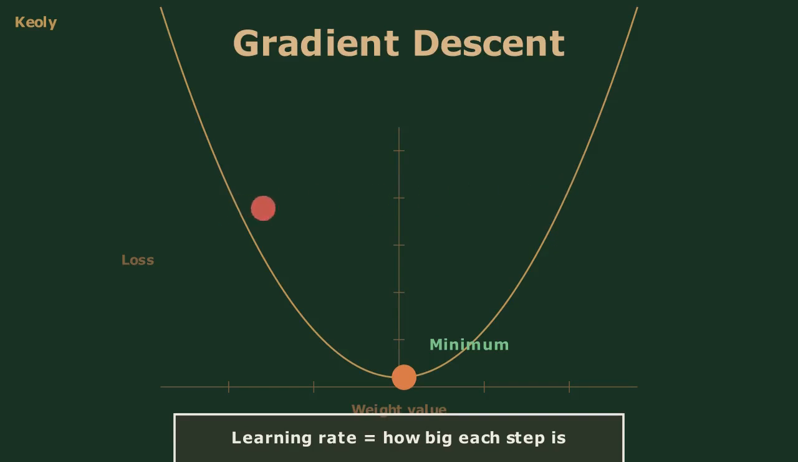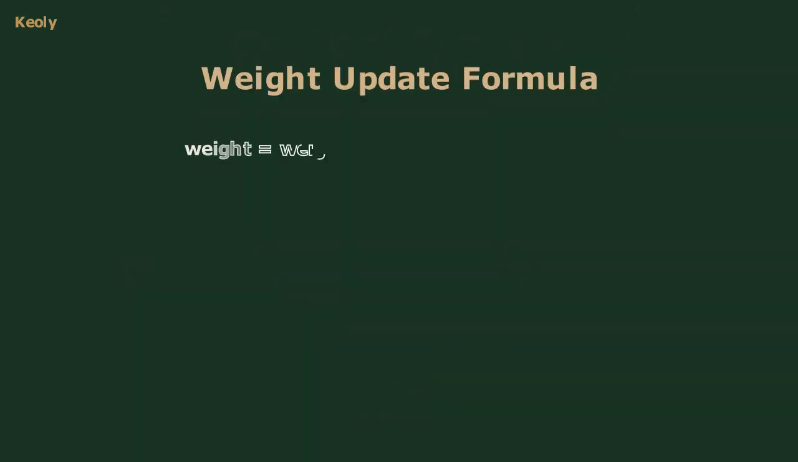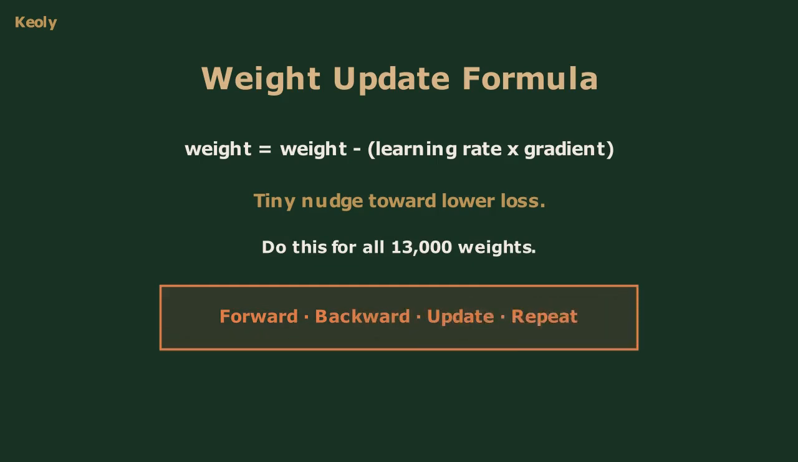If the learning rate is too large, you overshoot. The network swings wildly and never settles. Too small and training takes forever. Get it right, and after each update, the network is very slightly better at recognizing that 7. One forward pass, one backward pass, one tiny update to 13,000 weights. That is one training step.